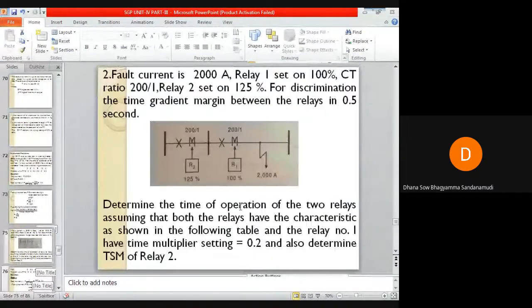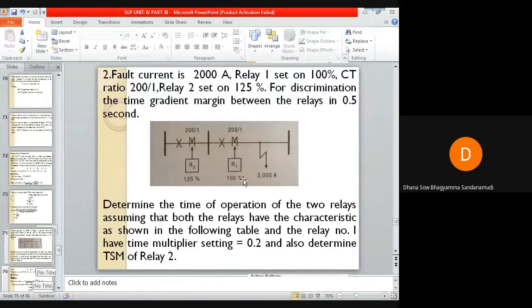Next problem. A fault current of around 2000 amperes has occurred in this line, as you can see in this image. There are two relays here to protect this line, relay 1 and relay 2. R1 and R2 are the relays which have to protect this system against the faults.